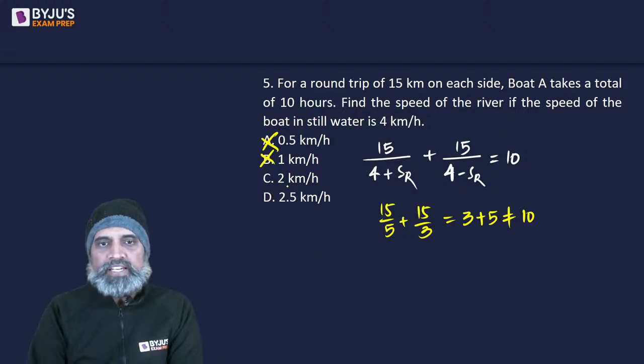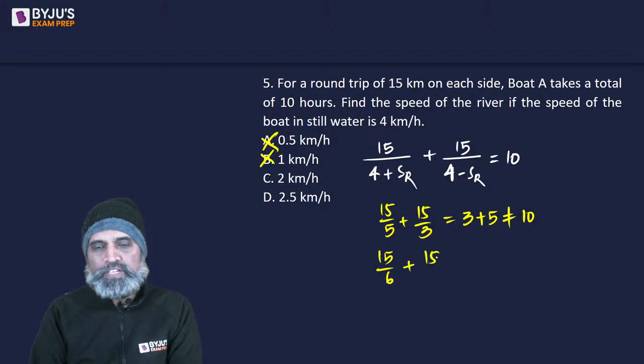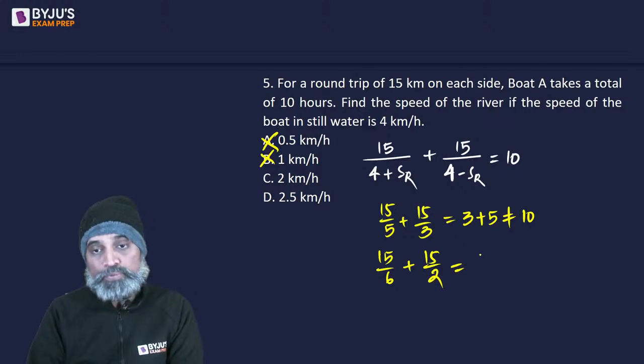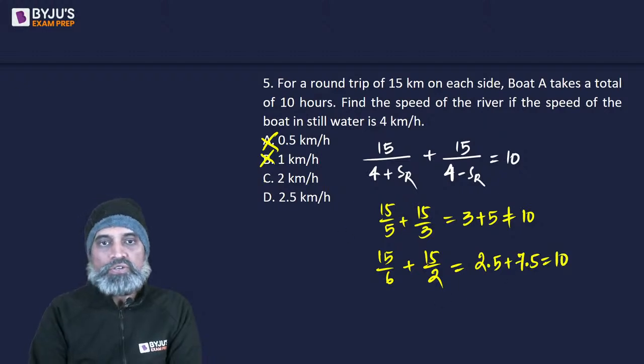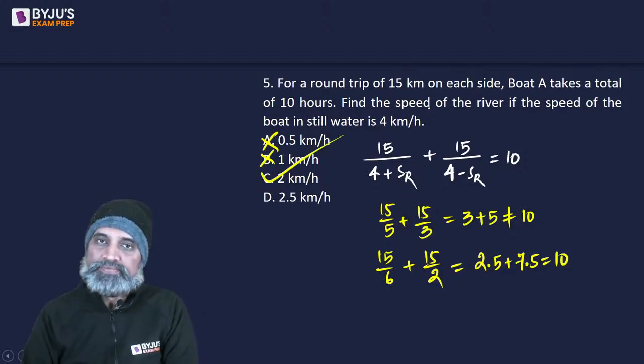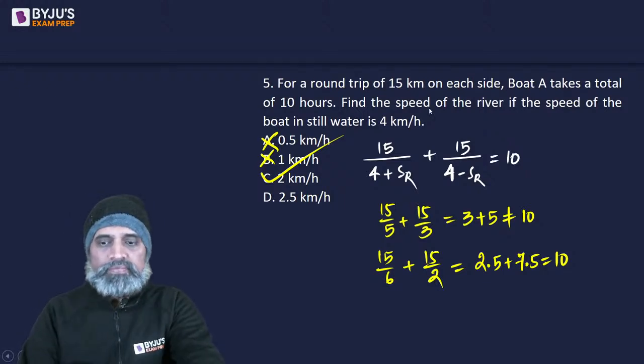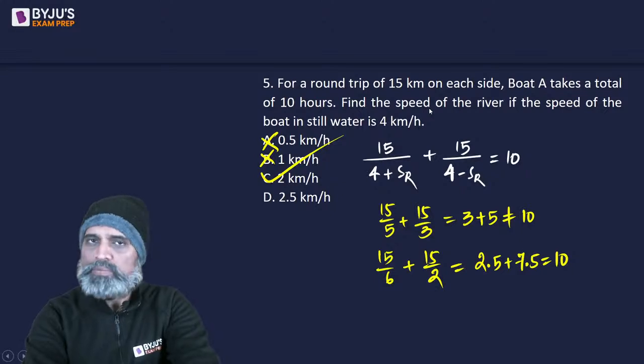Next, if we take 2, so we will have 15 by 6 plus 15 by 2. Now 15 by 6 is same as 2.5 and 15 by 2 is 7.5, which is equal to 10. So C makes sense, right? Cross multiply कभी नहीं करना. Options हमेशा use करना.